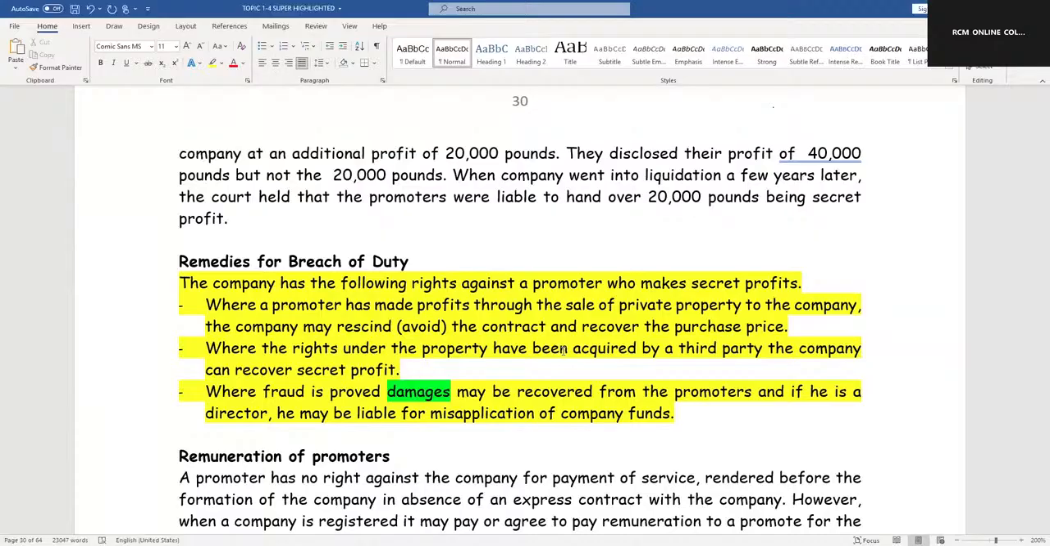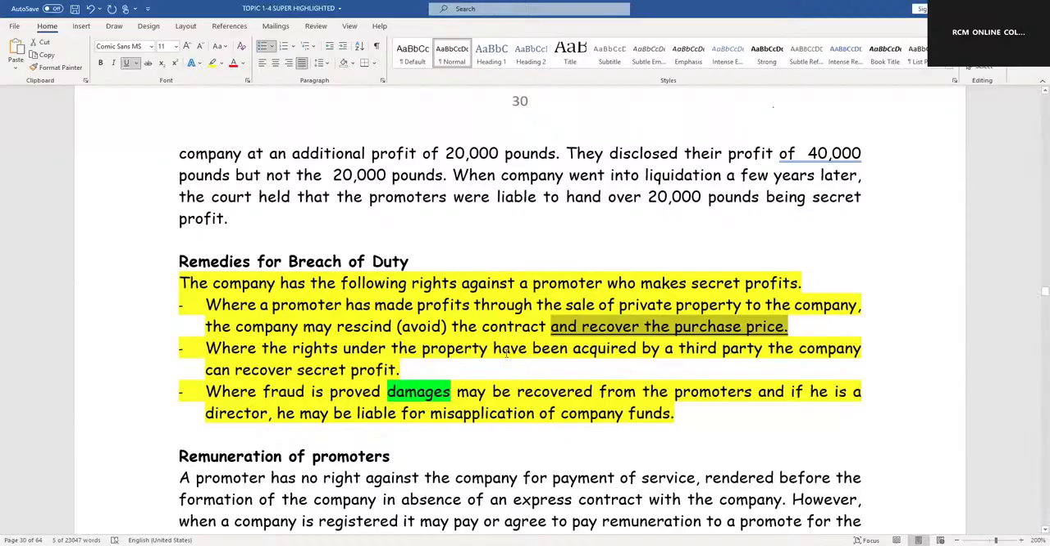Or if the asset has already been sold to a third party, they can recover those secret profits. Alternatively, they can recover any damages or loss suffered by the company during that contract where the promoter sold the asset to the company. So there are three remedies. Where the promoter has made a profit through the sale of a private property to the company, the company may rescind or avoid the contract and recover the purchase price. Majorly this applies if the asset is still in existence within the company, but maybe this asset has already been sold to a third party.